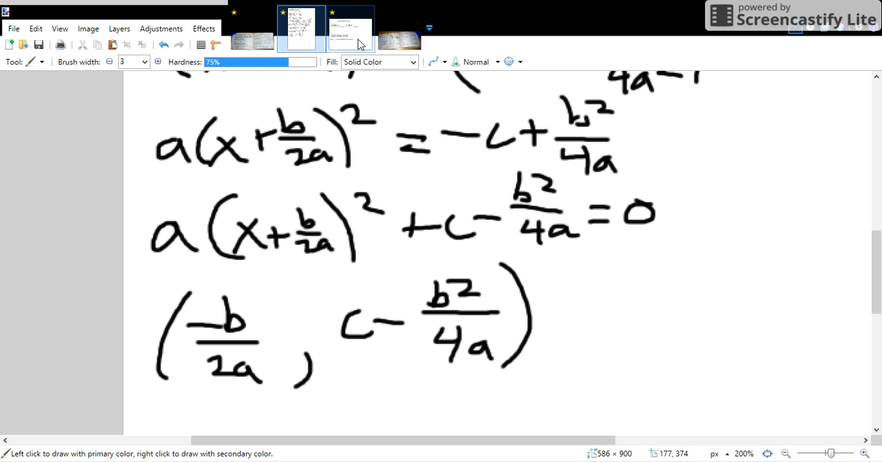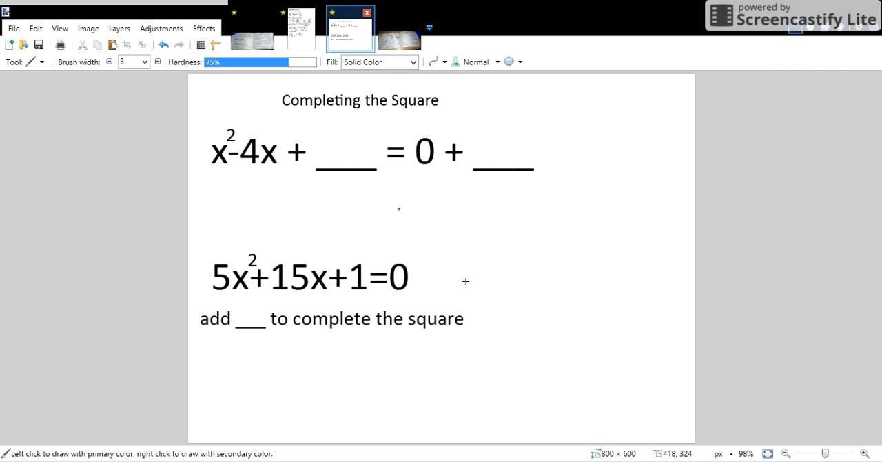So let's try some examples just to see what we would add to both sides. Again, you're adding b over 2a squared to both sides. So our c is on the other side. We didn't have a c in this case, so we're good on that. A equals 1 and b equals negative 4.